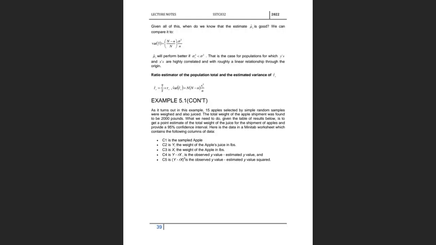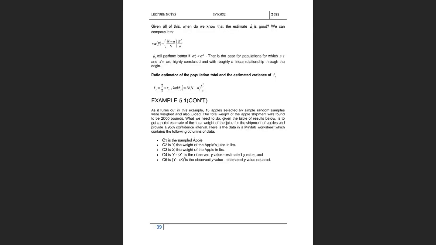In our case, we use the total sugar content, which is tau y, or maybe the sugar content, which is y. But here they use y as what? As the weight of the apple juice. You see that one? C2. It's y, which represents the weight of the apple juice. That's y, according to them.